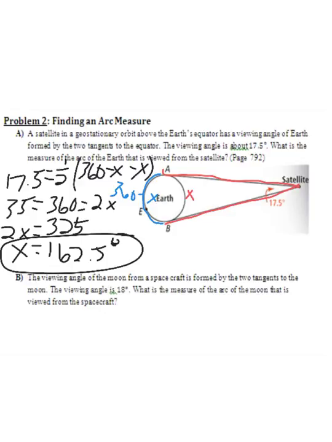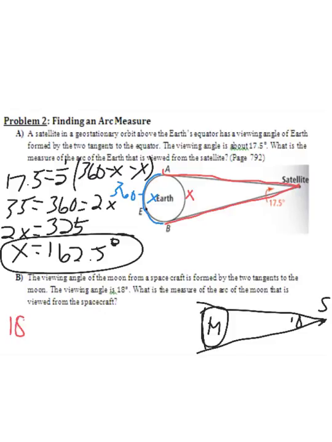Our second example, the viewing angle of the moon from a spacecraft is formed by two tangents to the moon again, so it's going to be very similar. So we've got our moon, and we've got our spacecraft, and we've got tangent lines, and then we've got an 18-degree angle here. We're going to do the same thing we did before. So now we've got 18 is equal to 1/2 of the difference between the two. It's going to stay 360 minus x.